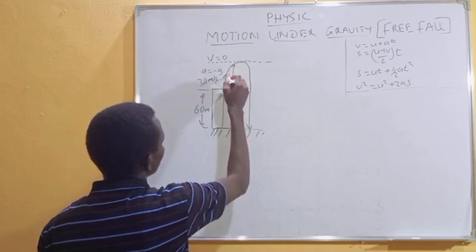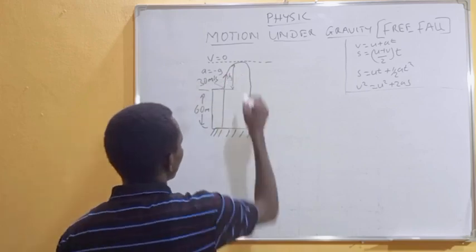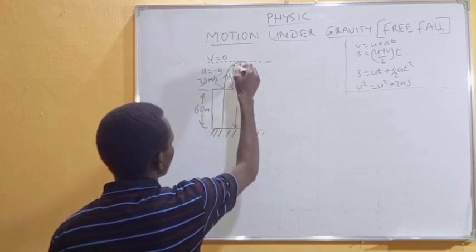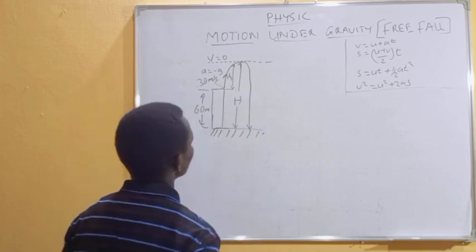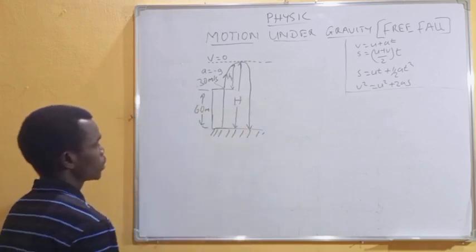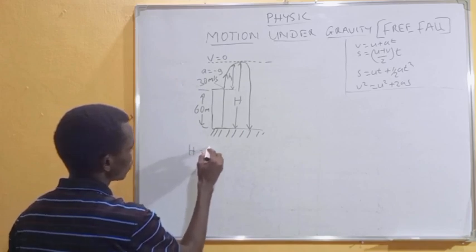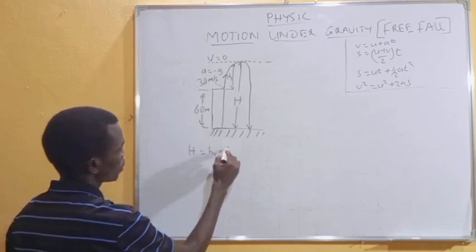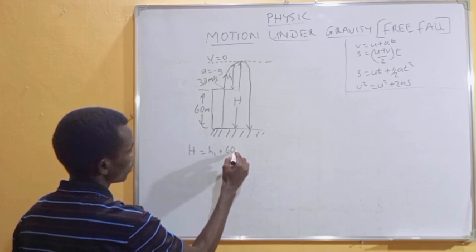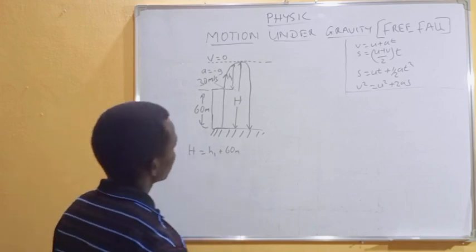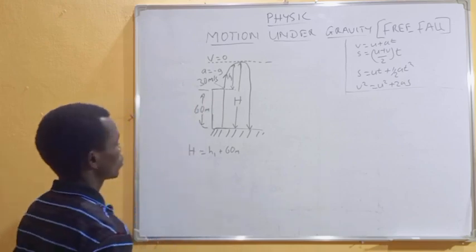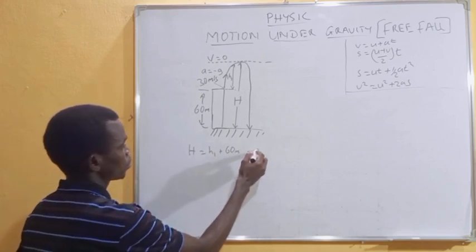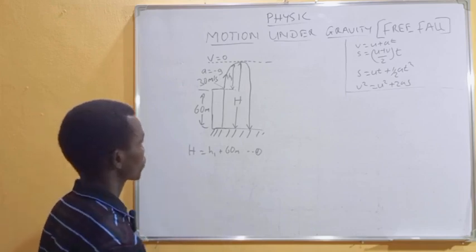Let's say here is H1. And we are asked to find the height from the ground, which is H. For us to get the height from the ground, H is equal to H1 plus the height of the tower, which is 60 meters. Firstly, we'll find H1, then impute the value of H1 into this equation to get our height.